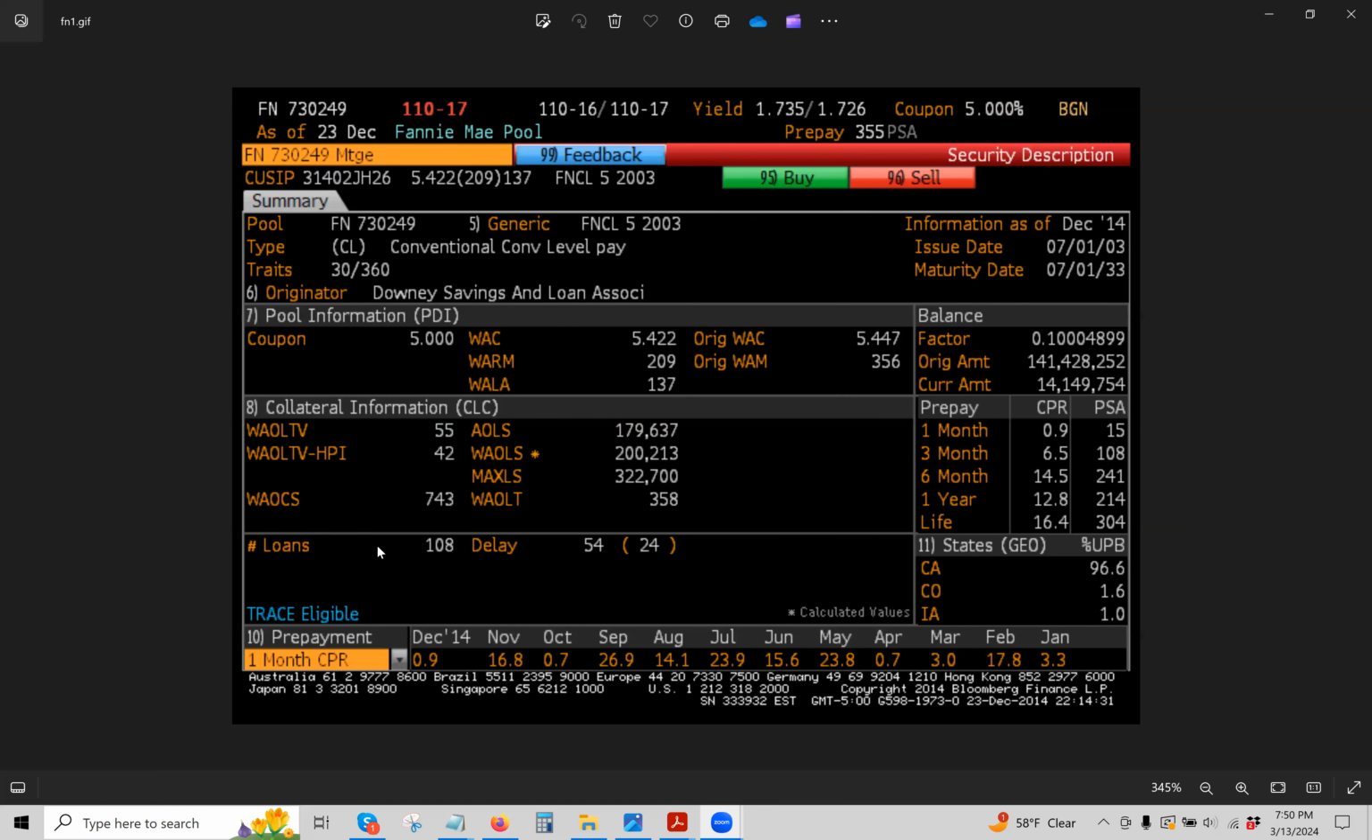Here it is right here at the bottom of the screen. And then here you'll see the balance, obviously, the balance of this trust. You're looking at about $141 million at the date of this particular pool.